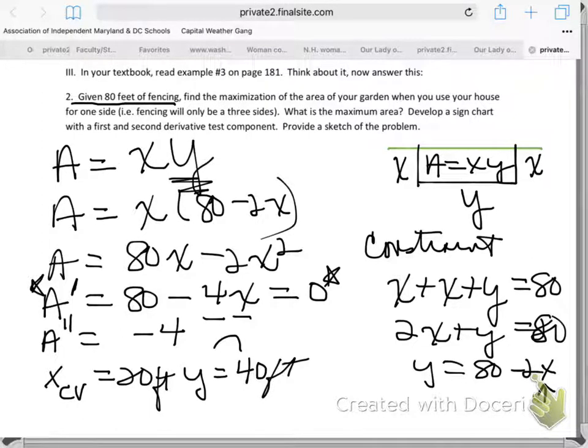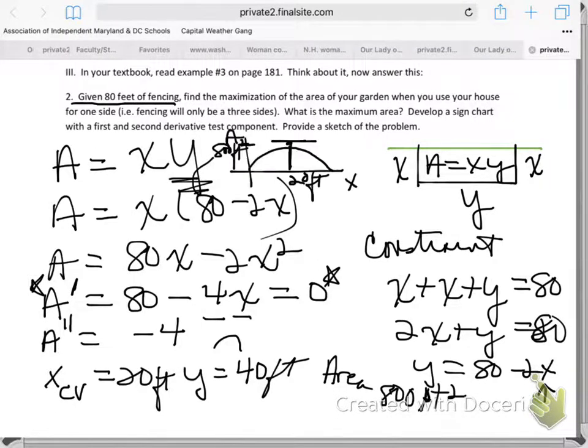The maximum area will be the product. So x times y is 20 times 40. So therefore my area will be 80 with another 0, so 800.